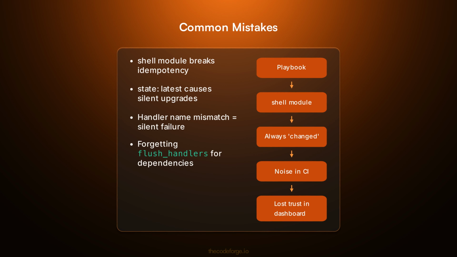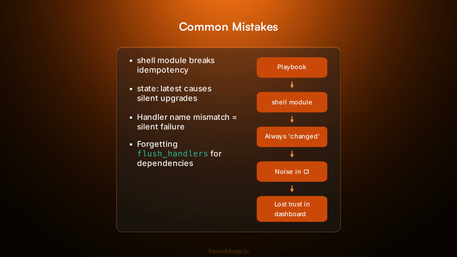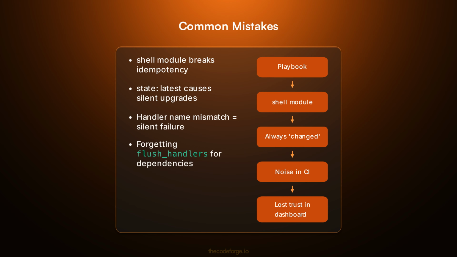Most Ansible playbook failures in production share a common root cause. The engineer treated the playbook like a bash script. The shell module is the most common symptom. Variable precedence is the second major category. Version pinning is the third. Each has a specific, mechanical fix.